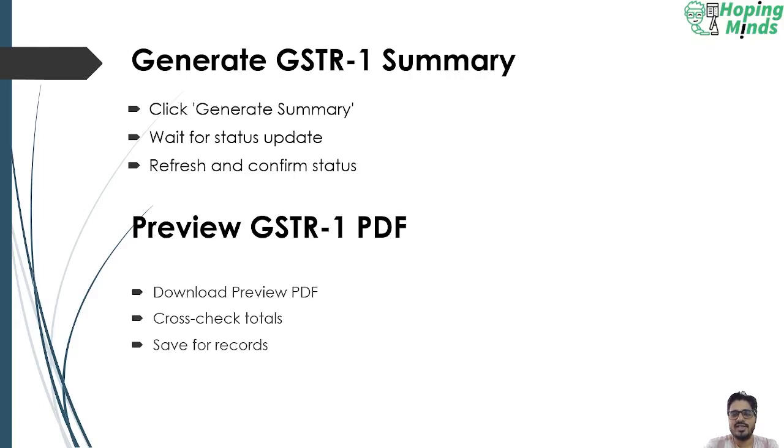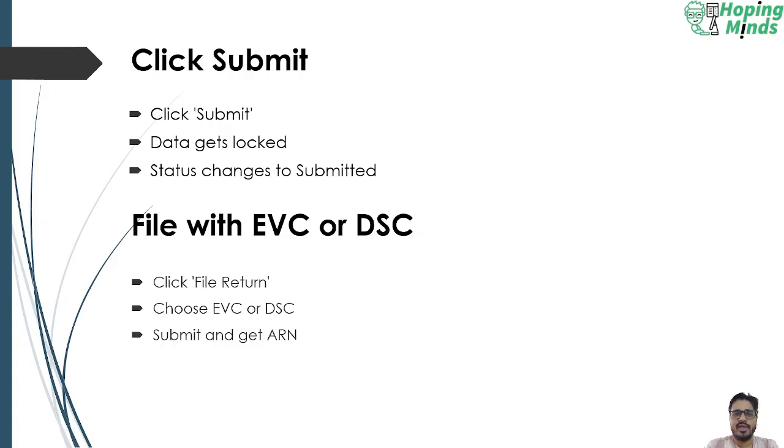Once we click on the generate summary option, we have to wait for some time for the summary generation. Once the summary is generated, we need to refresh the page and we can find the preview GSTR-1 return option gets enabled at the bottom of the GSTR-1 return. From there, we can download the summary and we can cross-check all the data from the books of accounts. So next, we have to click the submit option. Then data gets logged and status changes to submitted.